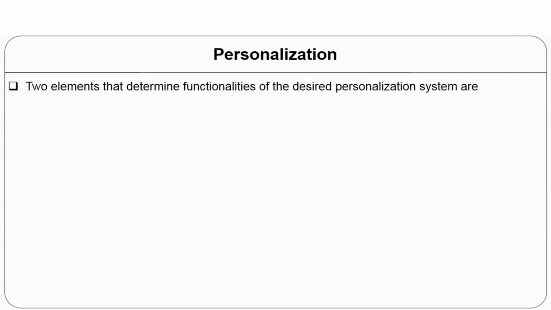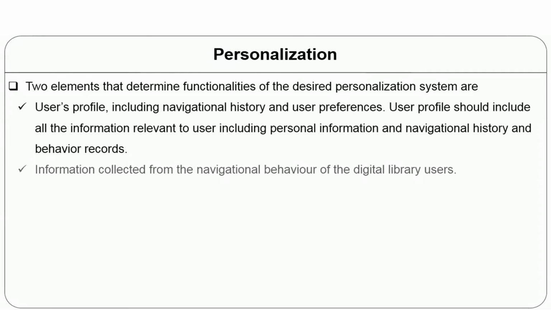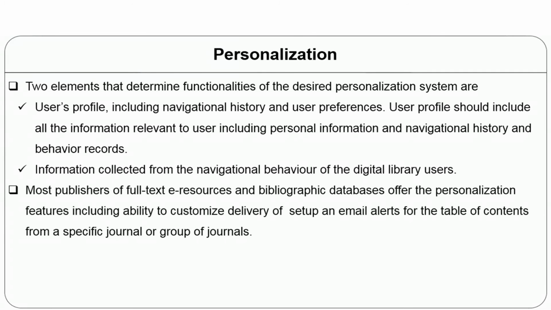Two elements determine the functionalities desired of a personalization system. User profile, including navigation history and user preferences. The user profile should include all the information relevant to the user, including personal information, navigational history and behavioral record. You must be knowing that when you are browsing Google, Google stores cookies. The cookies are actually your habit, whichever website you are going to.